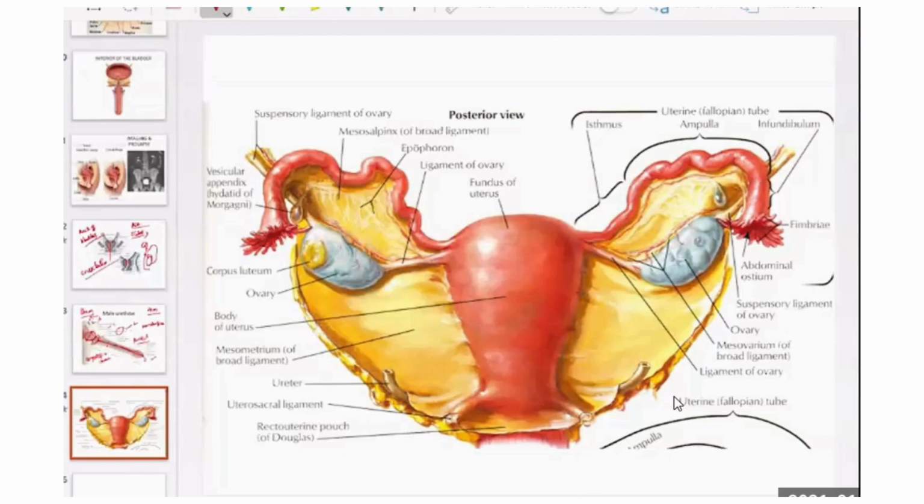The erection of the penis is through which nerve? Parasympathetic fibers, nerve S2, S3, S4. These are all MCQs. Nervi erigentes, the root is S2, S3, S4 fibers.